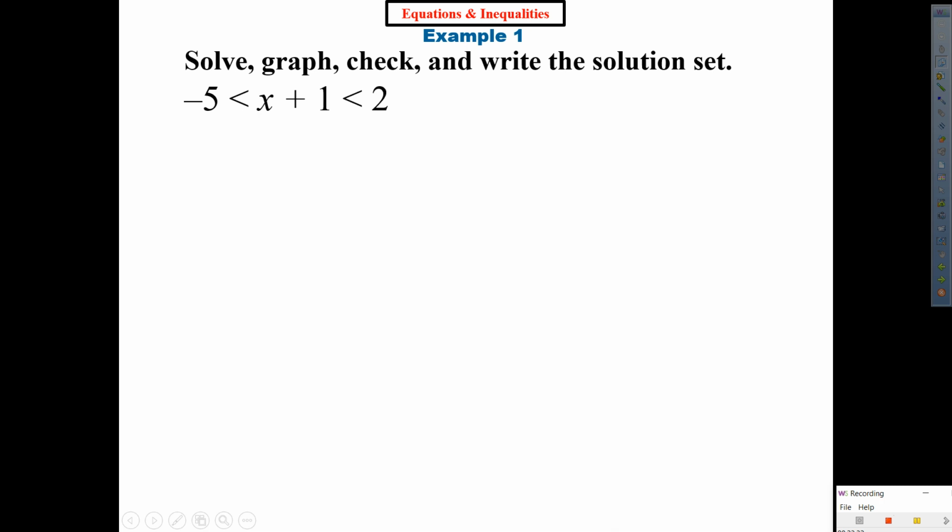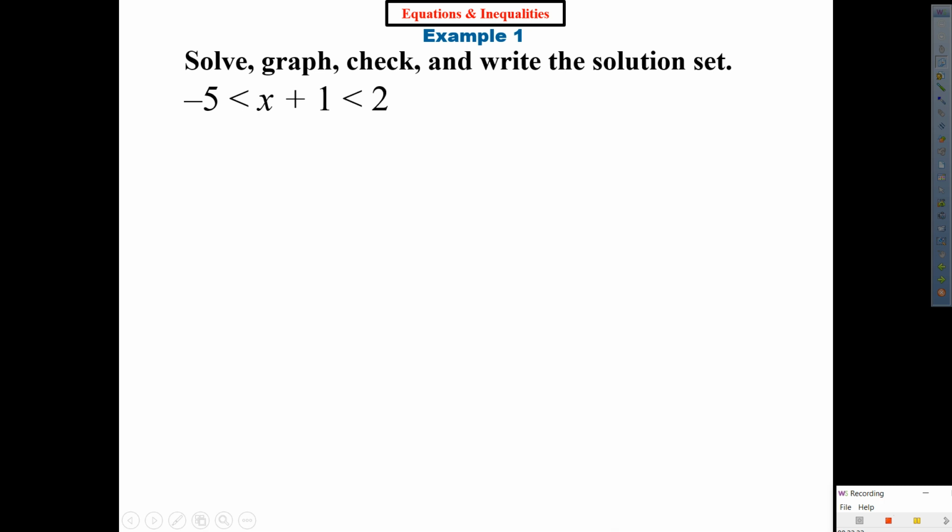Good intro, yes? Yes, Mr. Q, I was paying attention. All right, good. Example 1 says, solve, graph, check, and write the solution set. I'm trying to hit all the points that you've covered already in Algebra 1, hopefully. And this should be review. For some of you are like, I don't remember this, Mr. Q. Well, it's coming. All right?